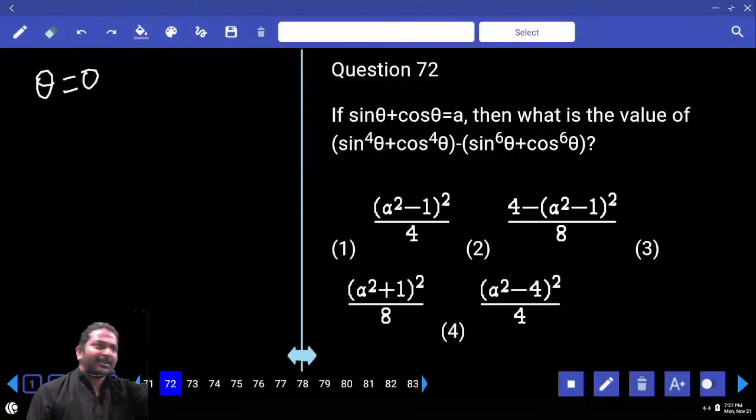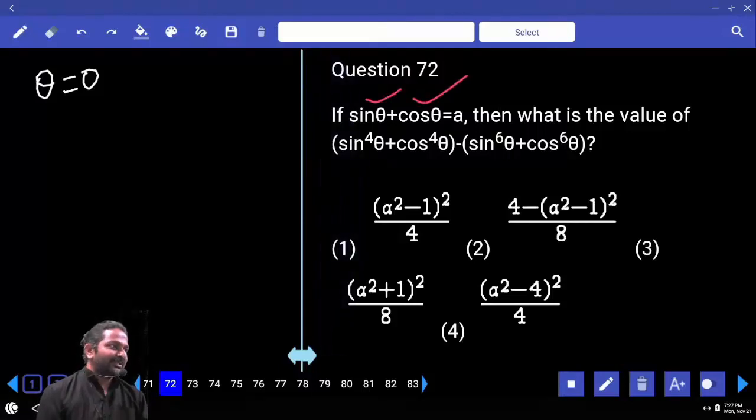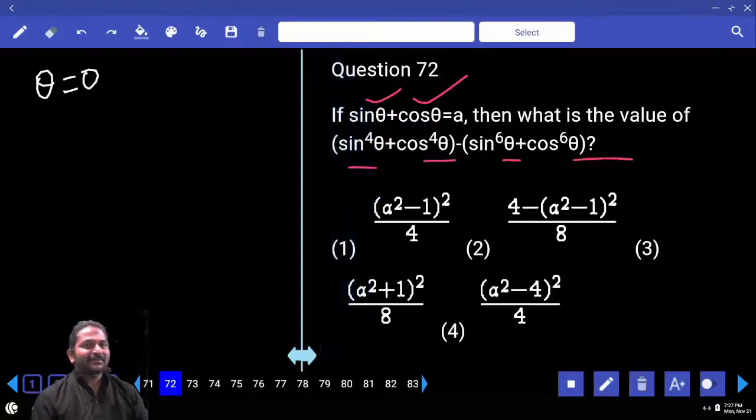45, 30, 60, 90, whatever you want you can do. And at my wish, I will keep 0. Because out of these two, sin theta and cos theta, every time one value becomes 0, which makes my simplification so easy. And one more thing, we don't have any denominators.